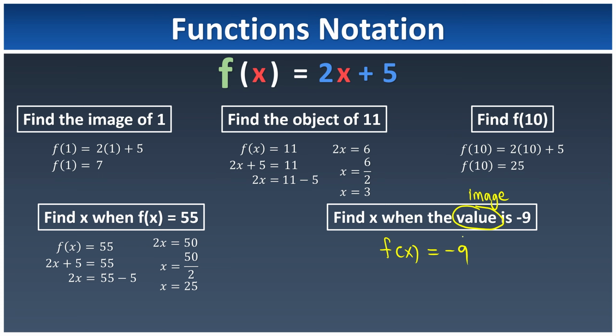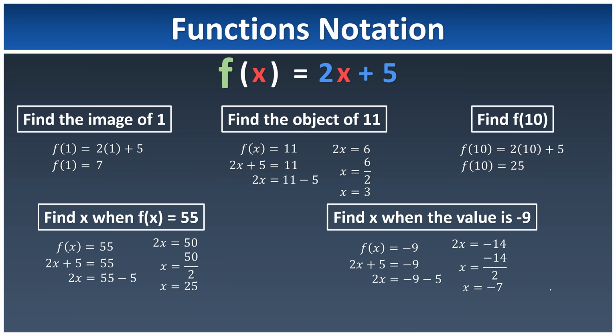This is very important and we see it very often. So the value is eventually the answer or the image. So just like just now, the f of x we know is 2x plus 5. So we solve the simple algebra. This is how we get x equals -7.